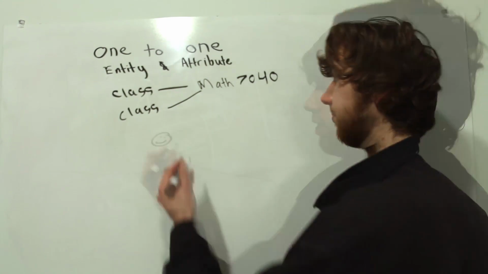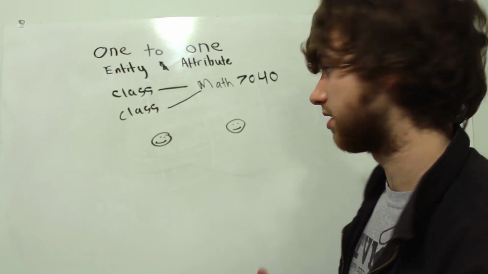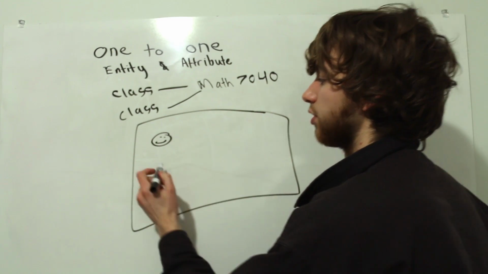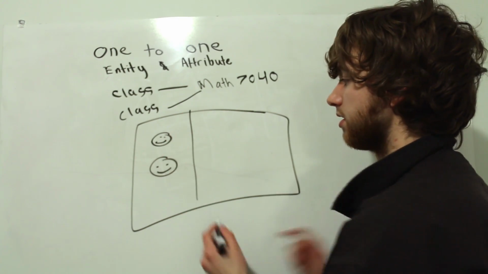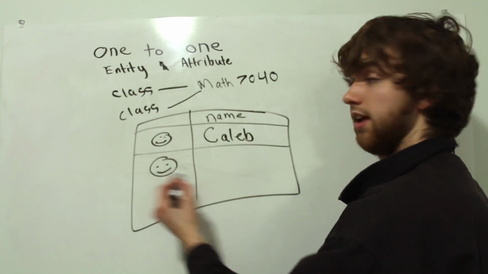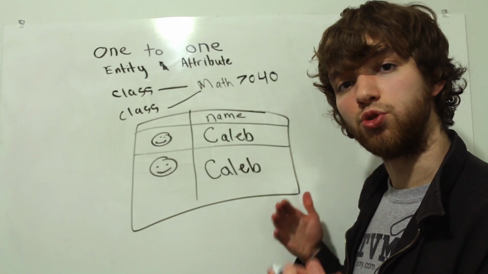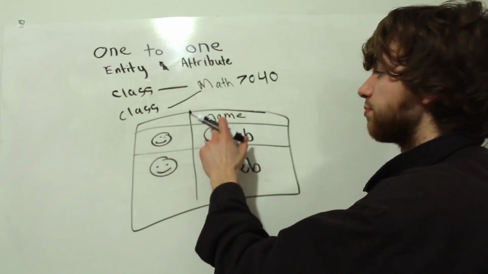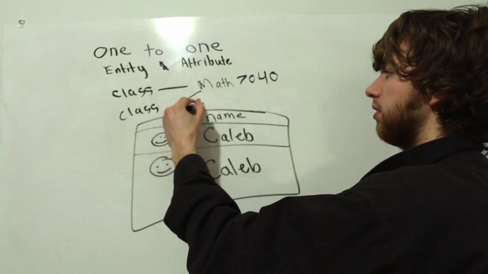Let me give you a picture. We have this dude and we have this dude. There's a couple different ways we could store this in a database. First, we can put them both in one table, and we could make them both have their own row, which would be the way we would want to do this. And now this person has a name. So we have a Caleb, and we also have a Caleb. This would be the proper way to design this. One-to-one relationships: you put the attribute as a column within the entity table, which will be people.